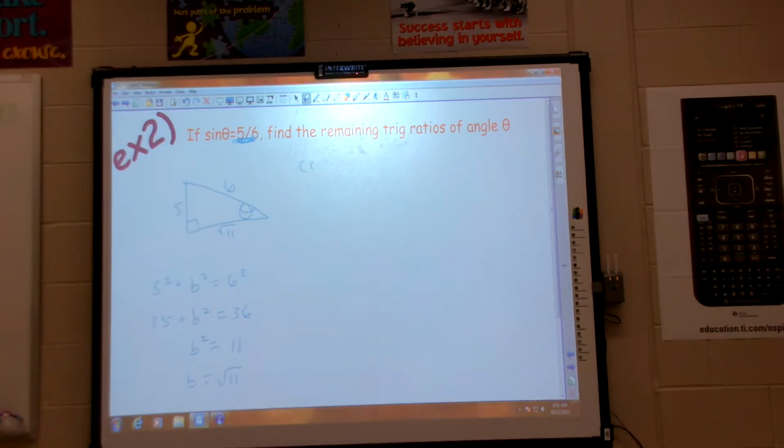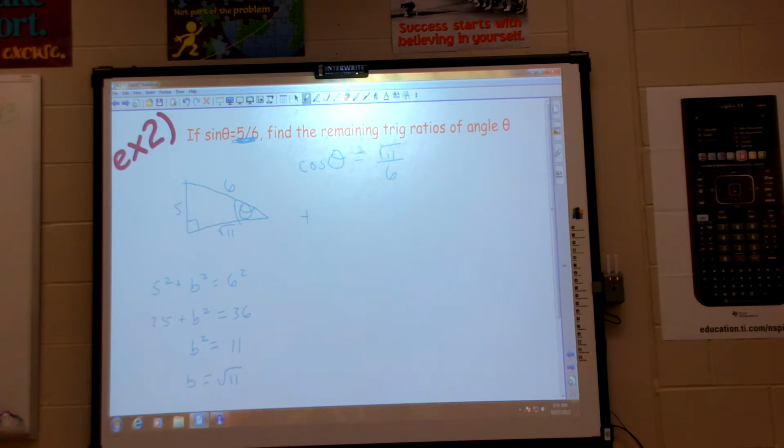Now let's jump right in. Let's do cosine of theta. So here's theta. What will cosine be? Well, just tell me, what is cosine? Square root of 11 over 6. Does that reduce? No, because there's nothing inside or outside.